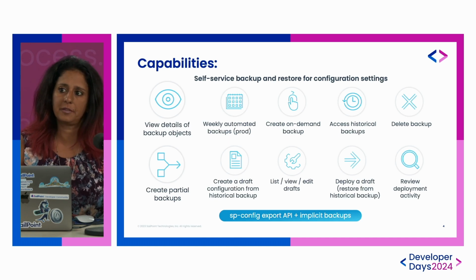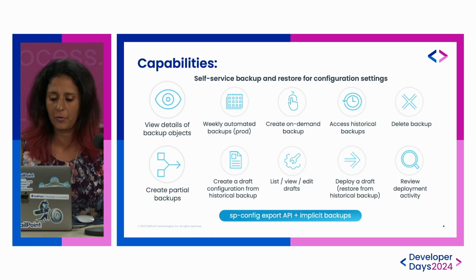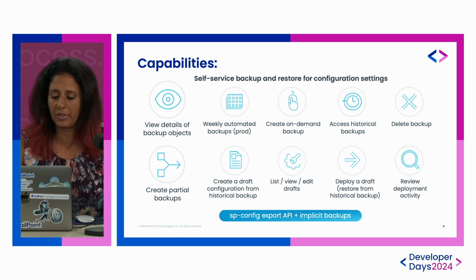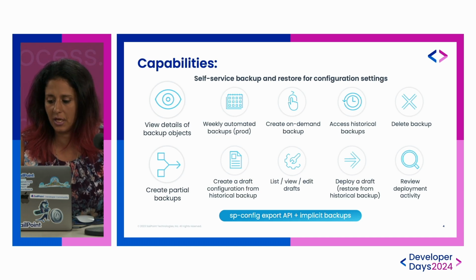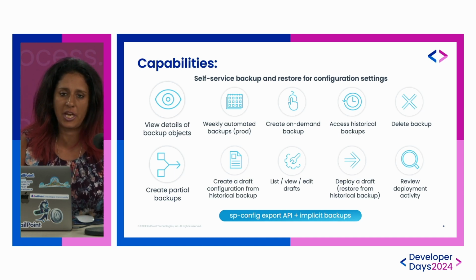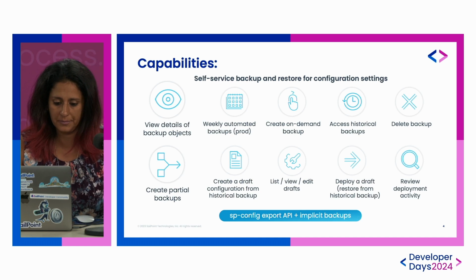Creating a draft from a backup, and a draft is kind of like a preparation for deployment, like the configuration changes that you want to deploy. Ability to view, edit the drafts before deployment, and then obviously deploy it, which is applying the changes to the production. All that with activity logs, which show you all the steps and really track the changes that were done to the configurations.